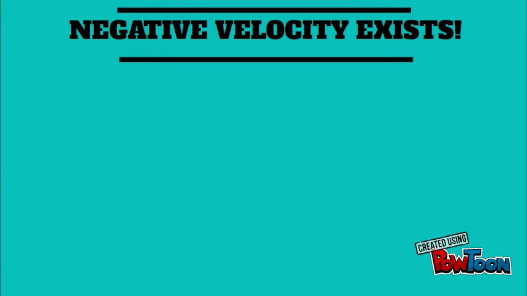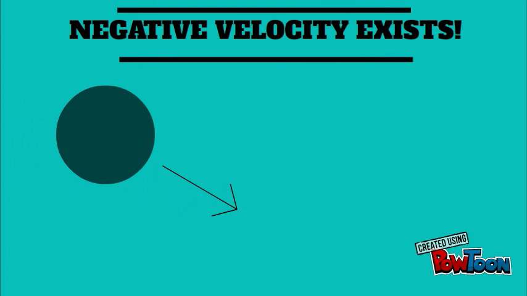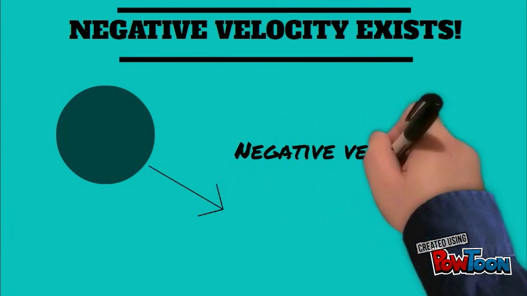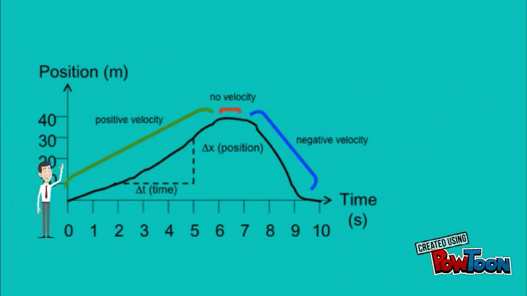Here's a fun fact. Negative velocity exists, such as this ball that goes in a negative direction; it has a negative velocity. For example, here, Johnny goes 40 meters in 4 seconds to his workplace, and he stays there for 2 seconds, and then goes back down to his house, which means it went a negative direction.